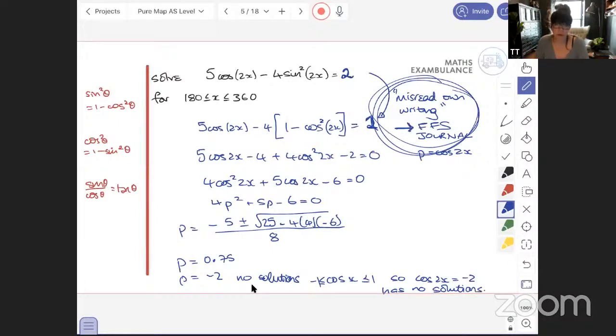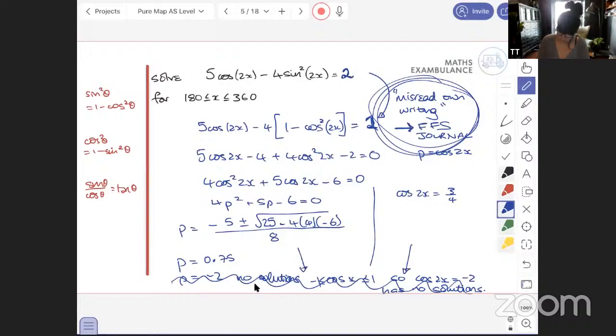It never used to be a mark in the old spec. In the old spec, you could just not worry about this and move on and just say cos 2x is 3/4, and then go on and solve that equation in the way that we've just been talking about. But in the new spec, you would drop a mark if you do that, okay? So this is an A1 mark, or sometimes it's a B1 mark. Anyway, it's a mark. So don't throw away that mark.